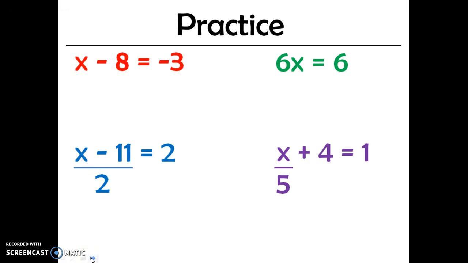Okay, here are the answers to your 4 one- and two-step equations if you did it correctly.